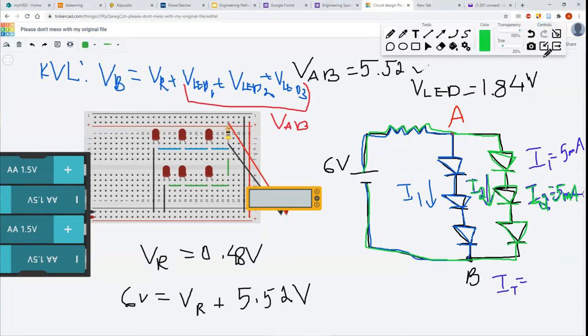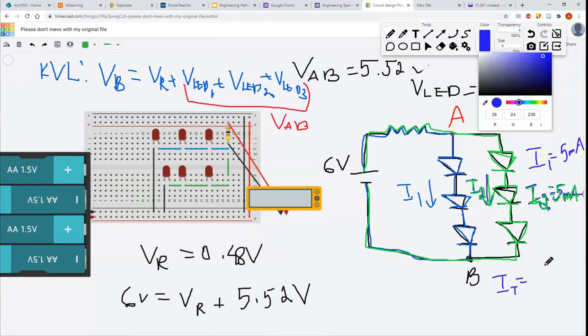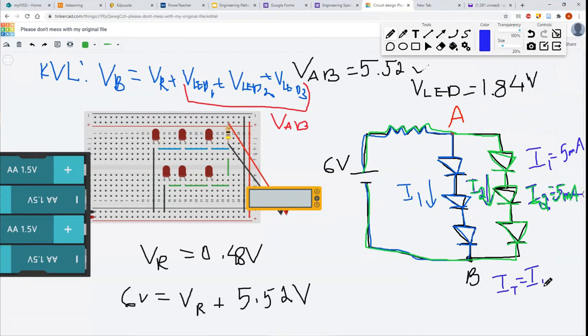So I total, if you remember KCL, guys, and you absolutely should remember KCL, is I1 plus I2. This is KCL. So we know that the current that goes through the resistor is I total, and it's 10 milliamps. To be more accurate, that's the current that we want to go through the resistor, because we have just assigned 5 milliamps for each branch. So we want the 5 milliamps to go through each of the branches, and that means we want 10 milliamps to go through the resistor.